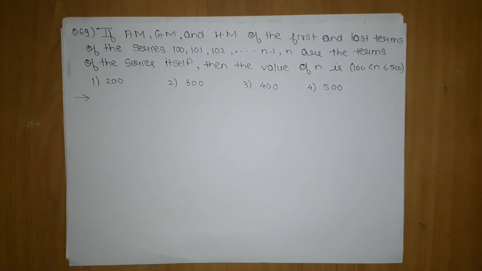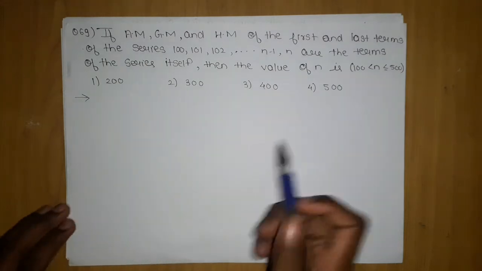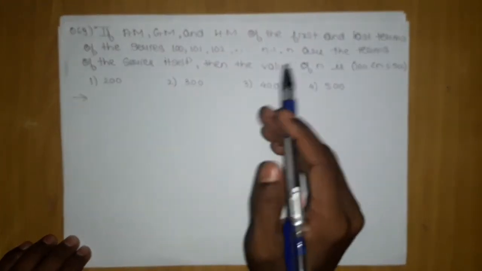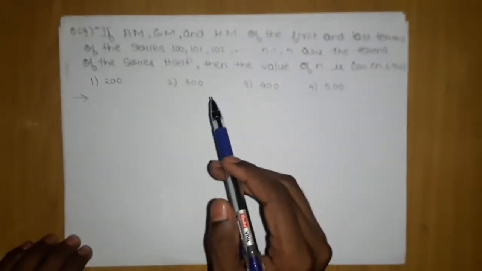Question number 69. If AM, GM and HM of the first and the last term of the series 100, 101, 102 and so on until n minus 1, n are the terms of the series itself, then the value of n is, where n belongs to a given set, n is greater than 100 and less than or equal to 500.